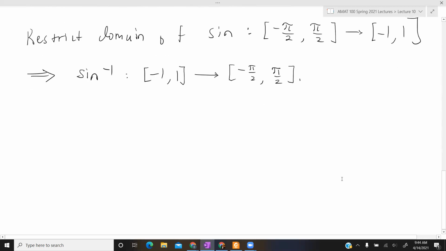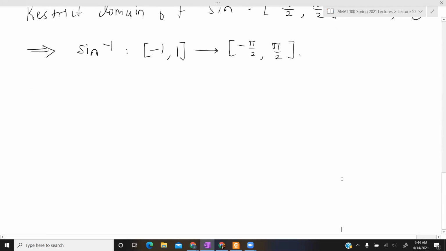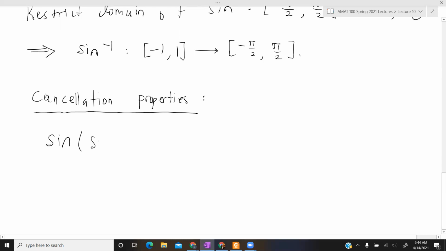And of course, as I said, inverse functions have a cancellation property. This is all just by definition. If you carefully look at the definition of what it means to be an inverse function, and you look at the definitions of sine and cosine, this shouldn't be terribly mysterious. So these are the cancellation properties that we have. They follow from the definition of what it means to be an inverse function, and it should look familiar.